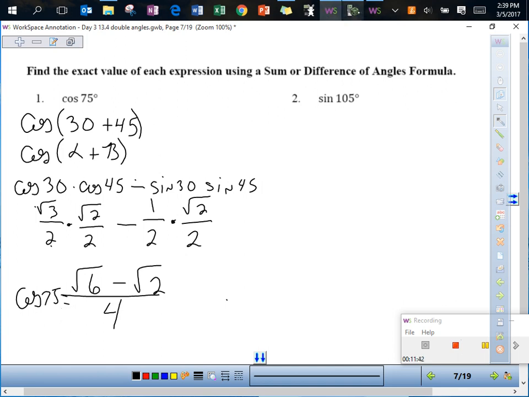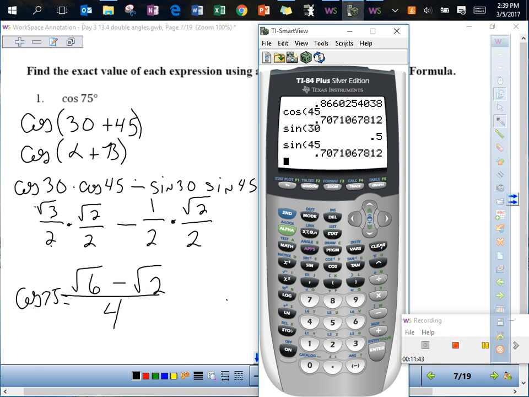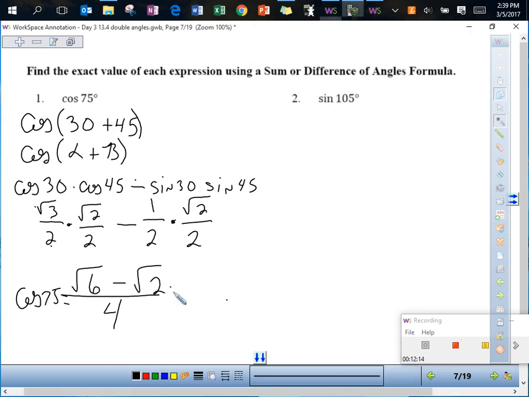Now, since you like high grades on your tests and quizzes, let's check this real fast. Let's go cosine of 75. See that 0.2588 number? Now let's check this. I'm going to go square root of 6 minus the square root of 2. Notice I close that off or hit equal first. And then now let's divide that by 4. Make sure your decimals match up. 0.2588, they match up. I know that this is the correct answer.